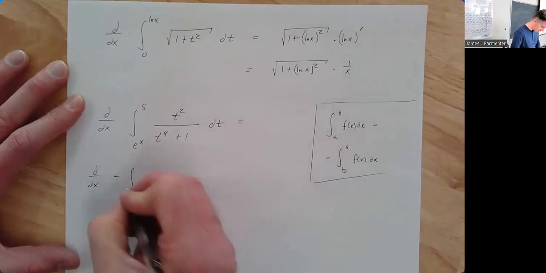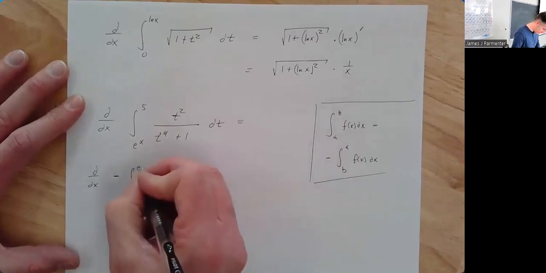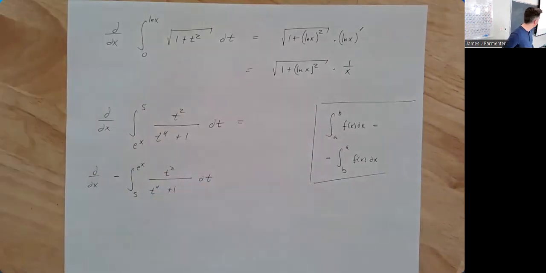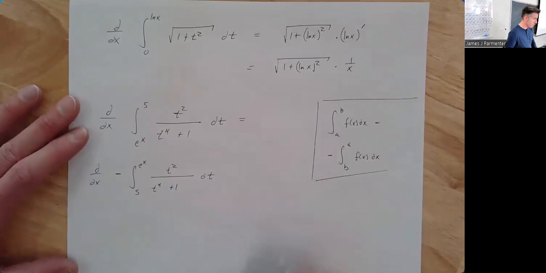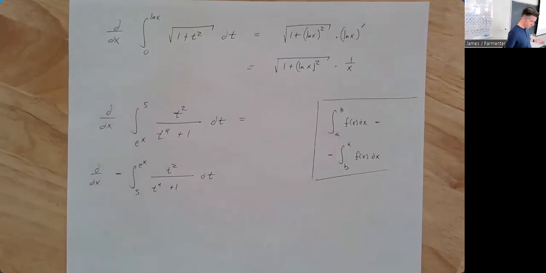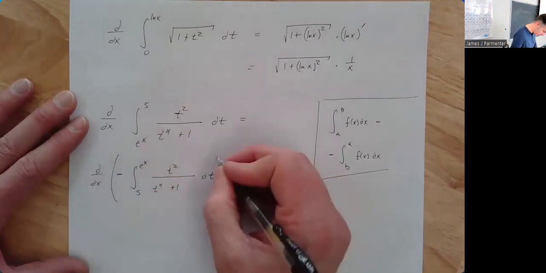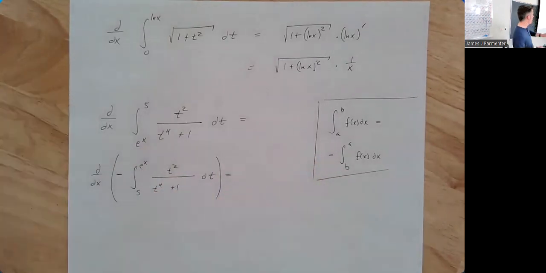the negative of the integral from 5 to e to the x of t squared over t to the 4th plus 1. Hopefully that seems somewhat reasonable to you. And then we do the same thing. We plug in our function. So I'm going to plug in e to the x. This one also illustrates that you're going to plug in your function wherever you see t, and there might be more than one t.